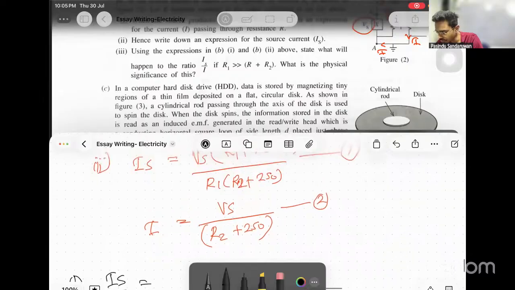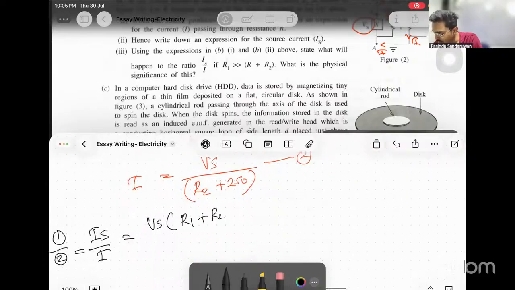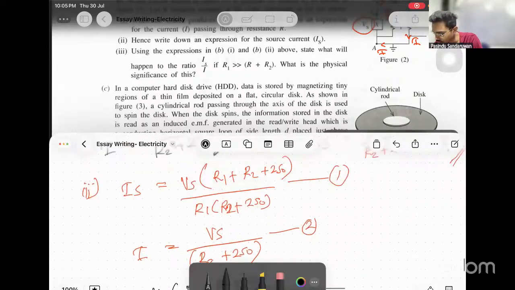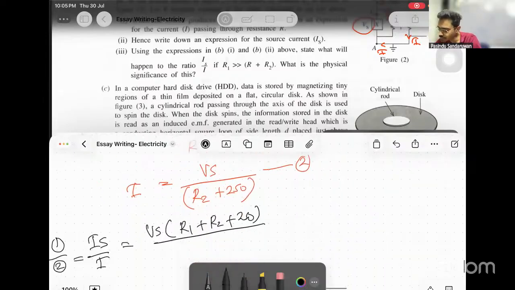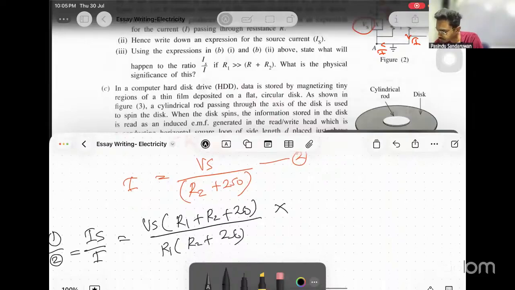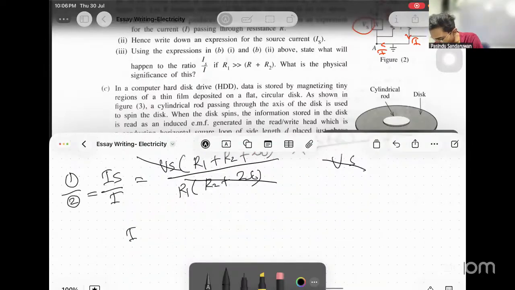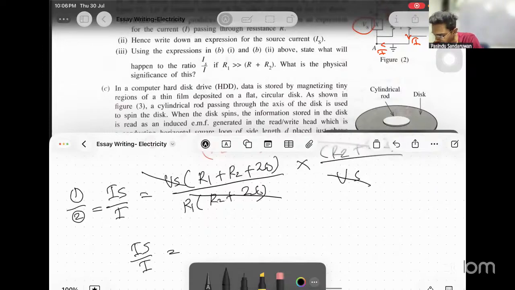Then IS over I equals, from IS, Vs times R1 plus R2 plus 250 over R1 times R2 plus 250, over I. Then it becomes a reciprocal: R2 plus 250 over Vs. Now see what happens. Vs cancels, R2 plus 250 cancels. Then IS over I becomes R1 plus R2 plus 250 over R1.